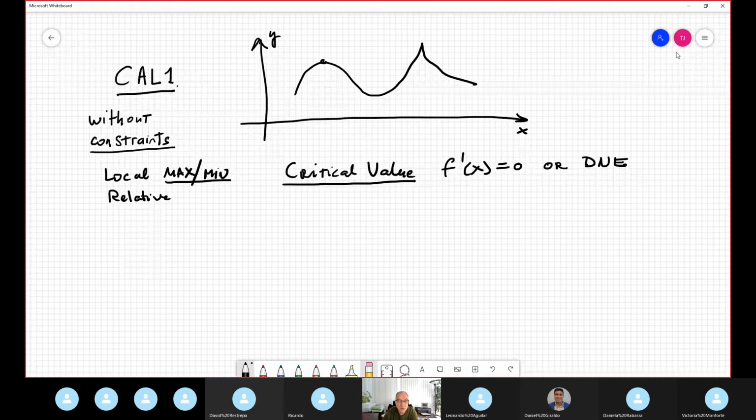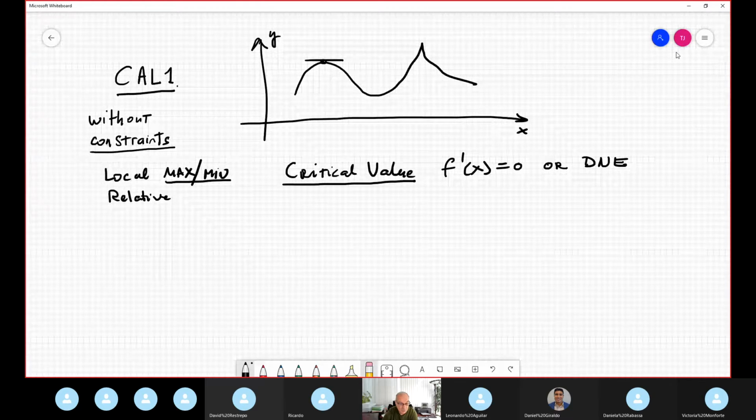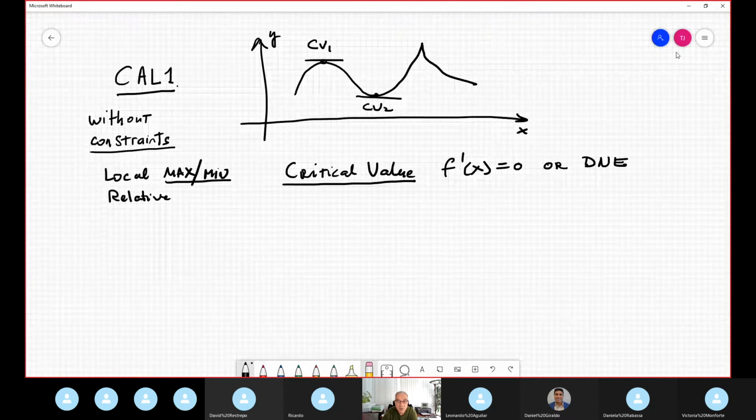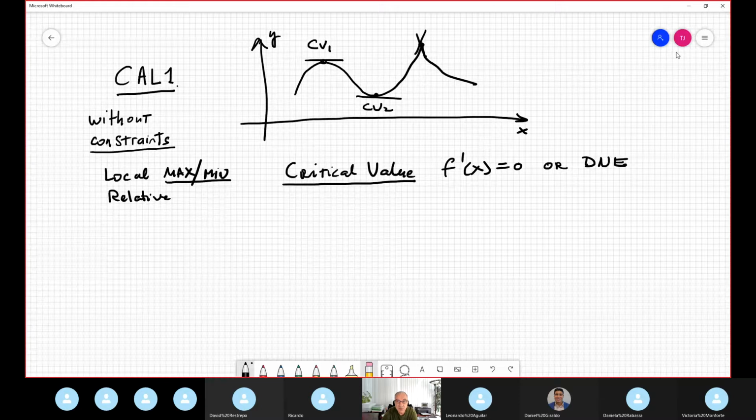In this case, you see we have one critical value number 1. Here, a horizontal line, critical value number 2. And here is a sharp point, critical value number 3, because the derivative does not exist. Then, in order to determine if it's a maximum or a minimum, there are many ways to do that. However, in my opinion, the most efficient way is using the second derivative test.